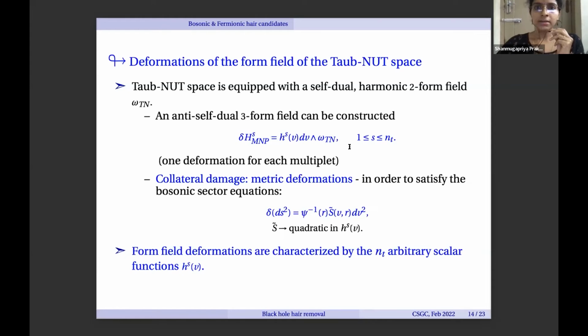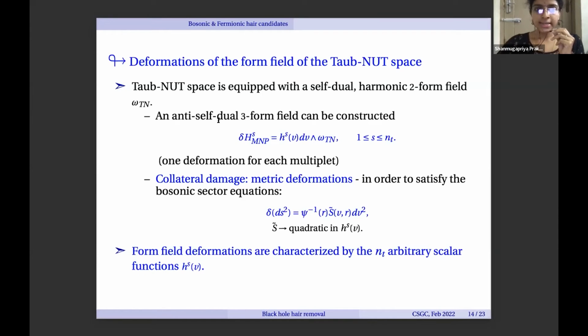So initially, we had mentioned that we have these tensor multiplets which contain anti-self-dual 3-form fields, which had all been set to 0. Now, in each of these tensor multiplets, we can add a deformation delta H_MNP, with one deformation for each multiplet. And so with N_T number of tensor multiplets, we have N_T such form field deformations.